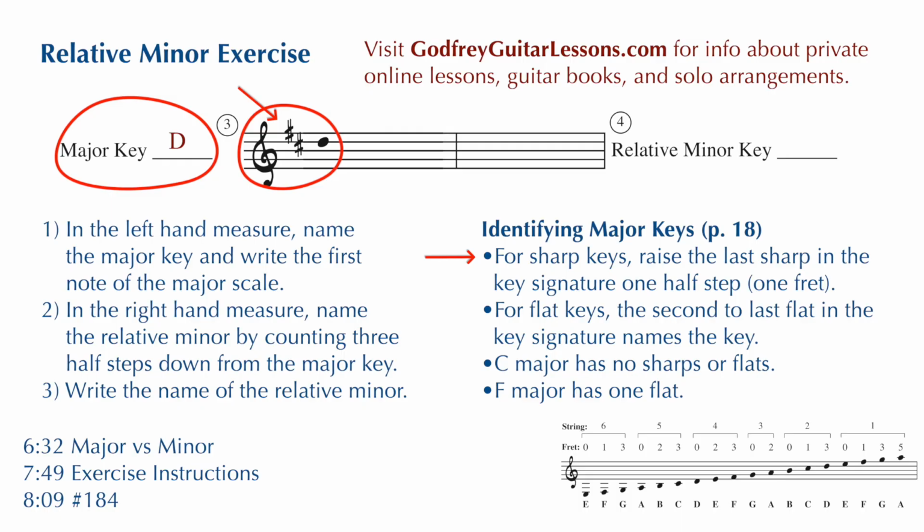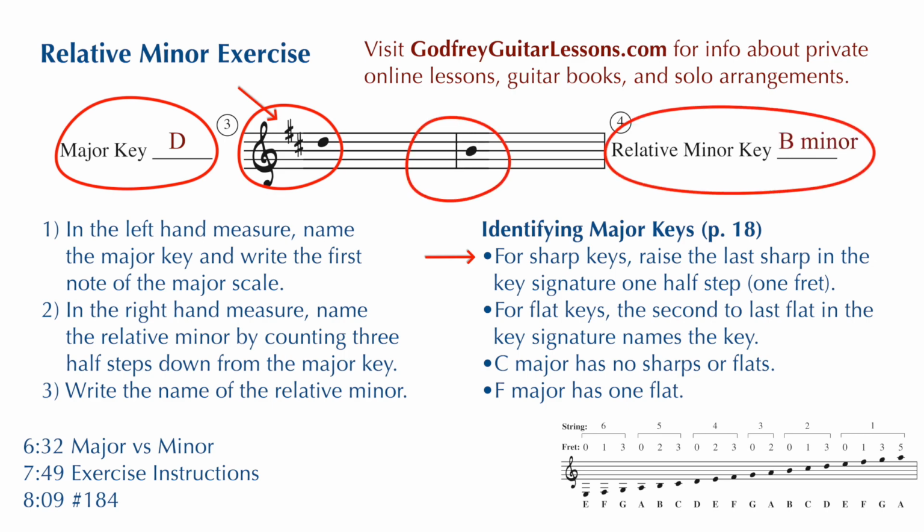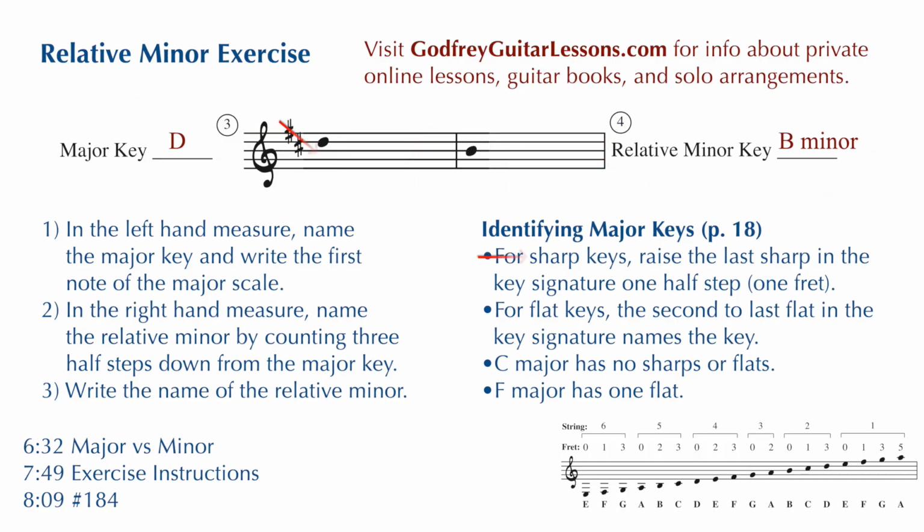To find the name of our relative minor key, start on any D, play 3 half steps down, 1, 2, 3, you find yourself on a B, so we are in the key of B minor. So write a B in the staff on the right, and then write in B minor in the relative minor key blank.